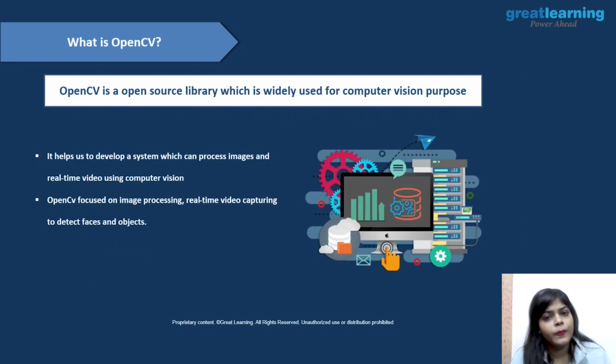Now we will have a look at OpenCV. You may ask why we need to know OpenCV. We need to know it because it is one of the most used libraries for image processing in Python. OpenCV is an open source library which is widely used for computer vision purposes. It helps us develop systems which can process images and real-time video using computer vision. OpenCV focuses on image processing and real-time video capturing to detect faces and objects. So this is what OpenCV stands for.